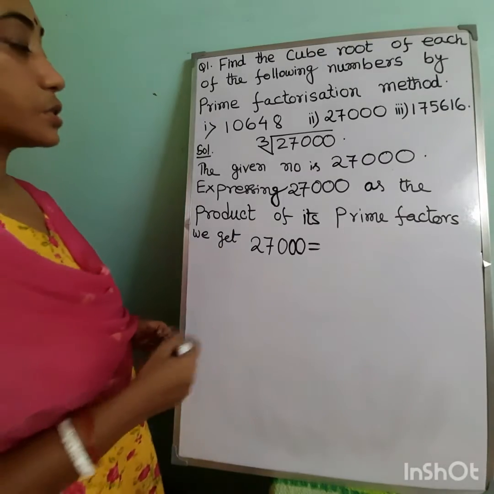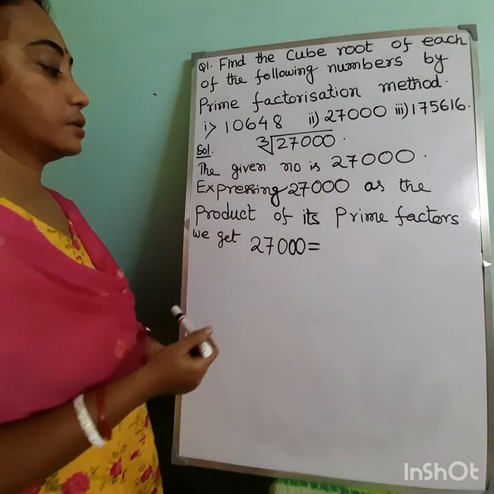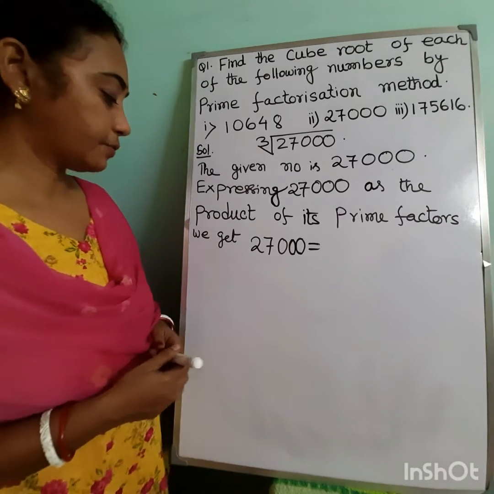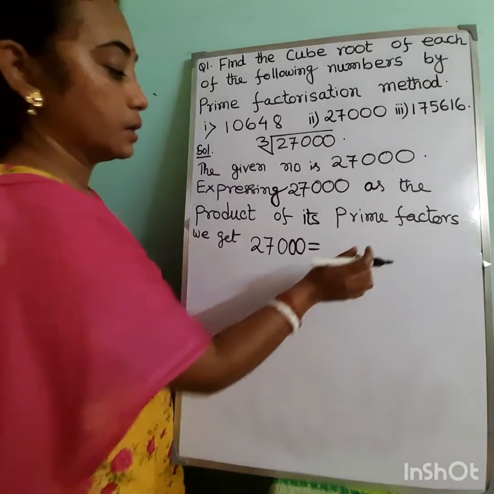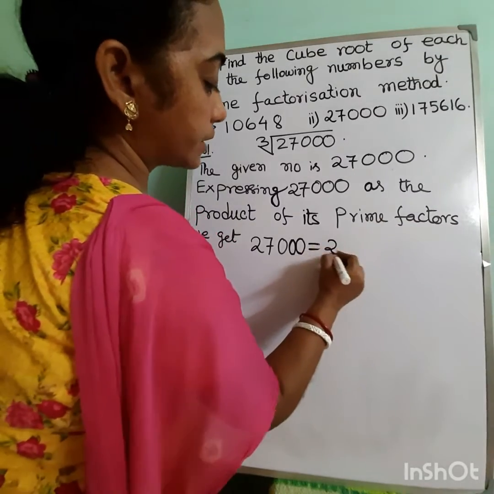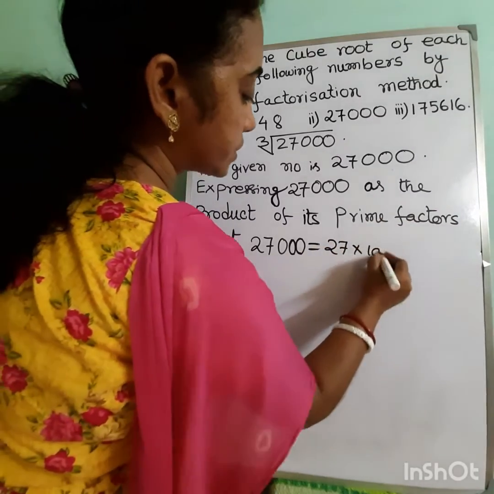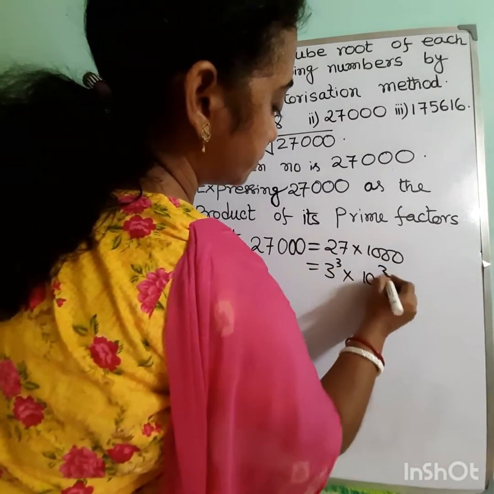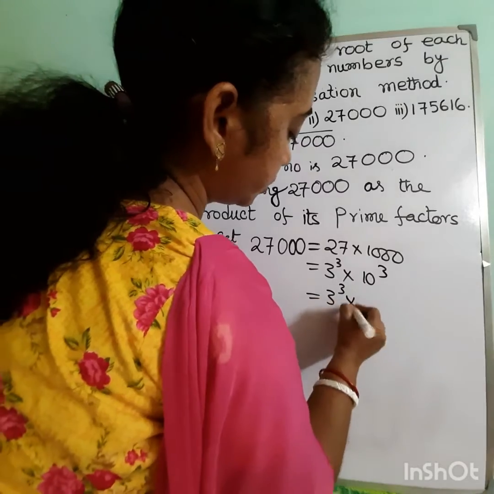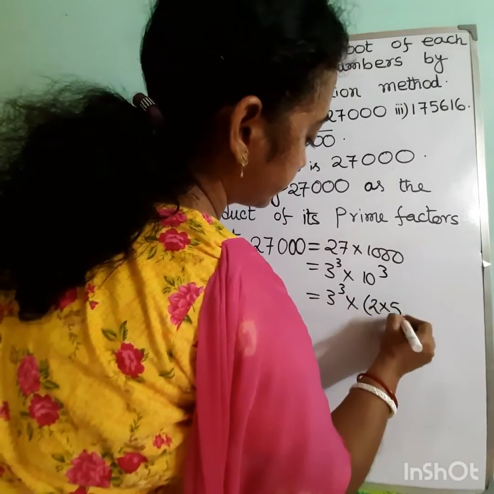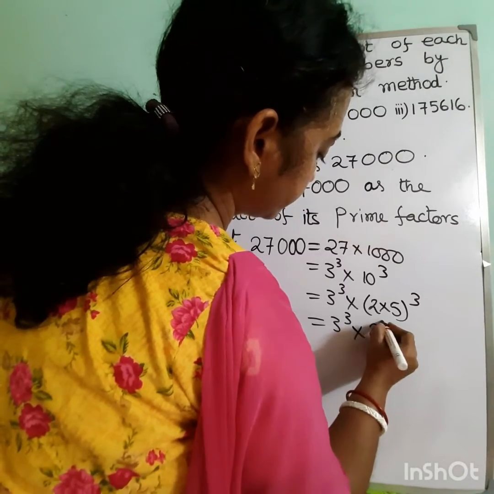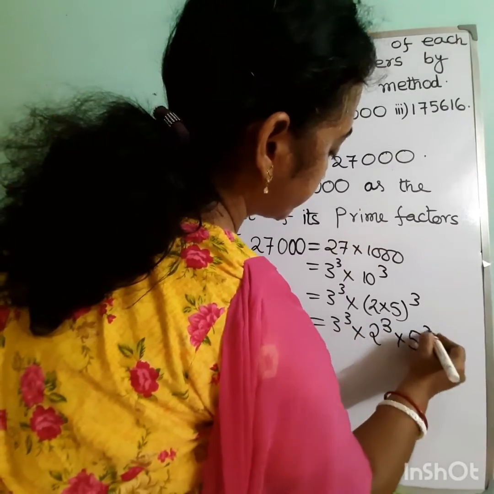Let's see another question. Cube root of 27,000. Expressing 27,000 as the product of its prime factors, we can write it as 27 multiplied by 1000, which becomes 3 cube multiplied by 10 cube. We know 10 can be written as 2 multiplied by 5 whole cube. That means 3 cube multiplied by 2 cube multiplied by 5 cube.